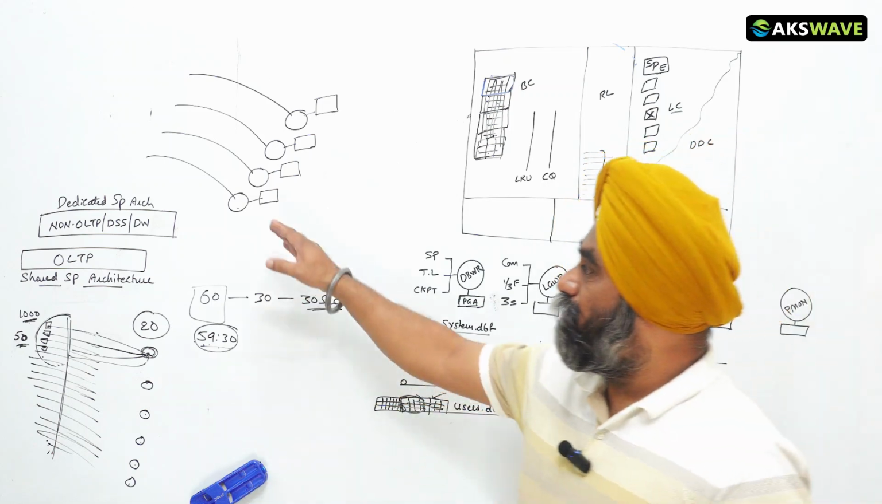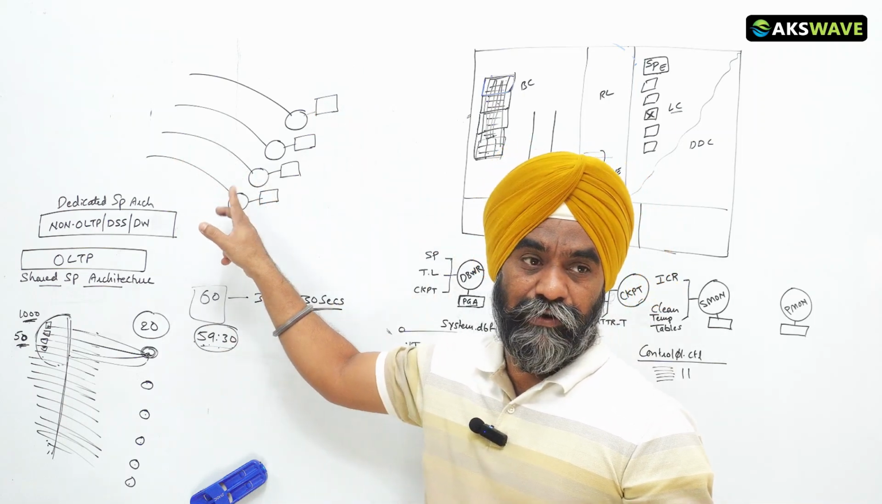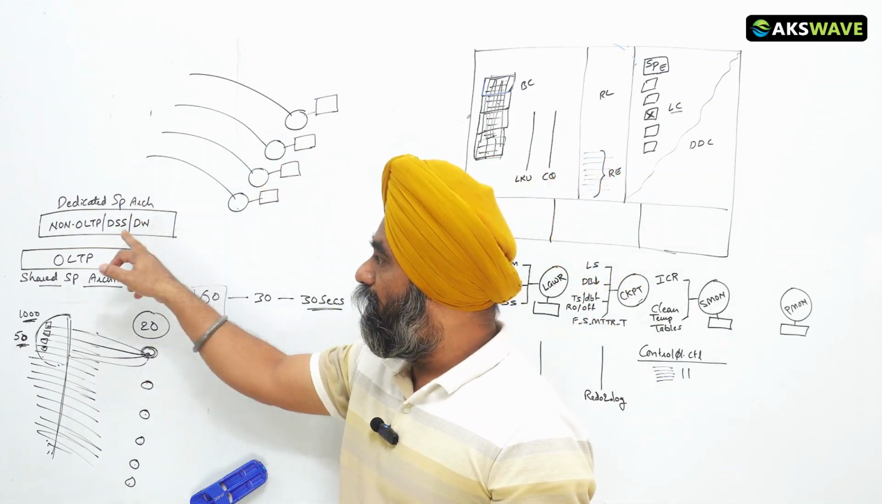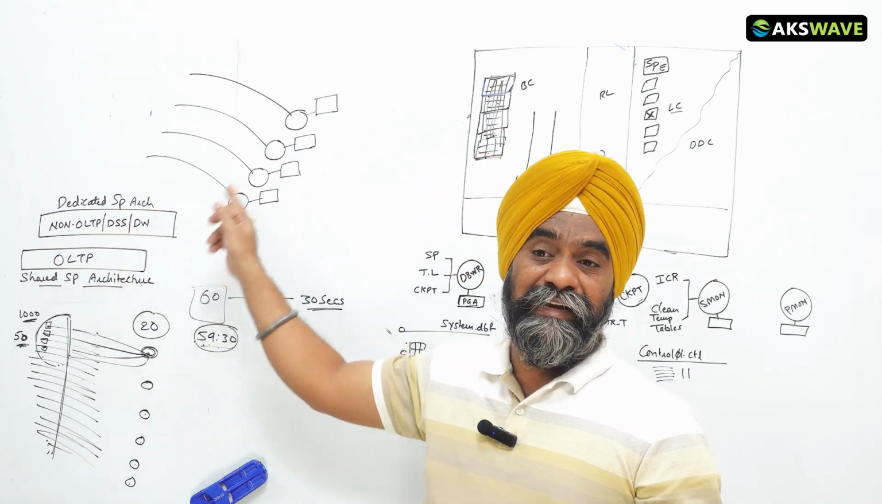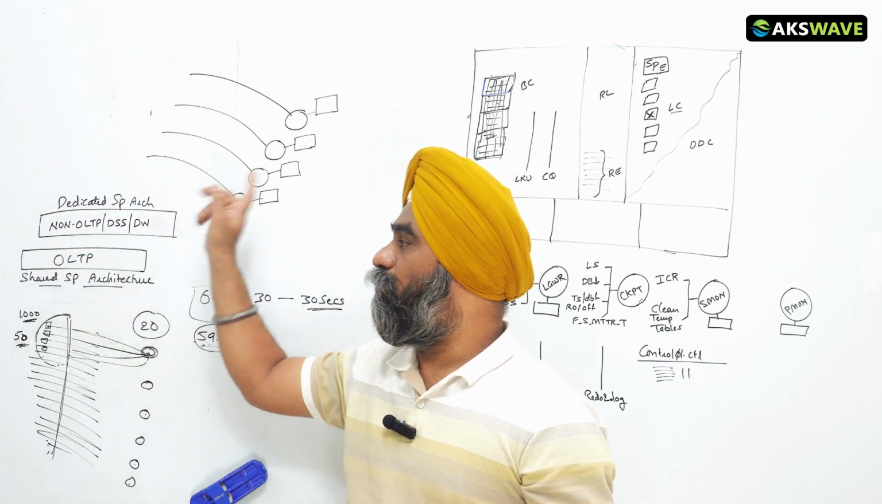Right? So server process is busy. I can't ask him to do the work from another guy. No, he's already loaded. He can't take the other users' work. So that's why what kind of architecture is used in this? Dedicated server process architectures. Models are used in non-OLTPs.